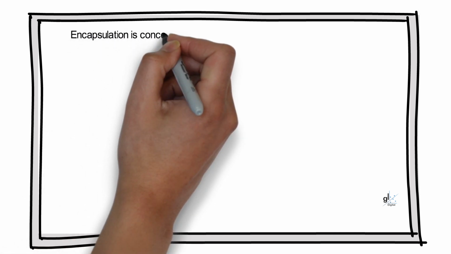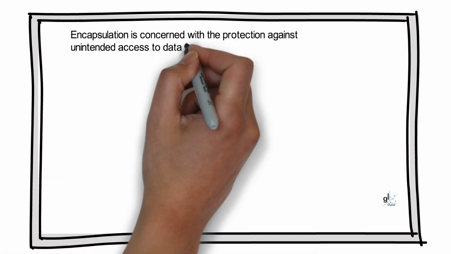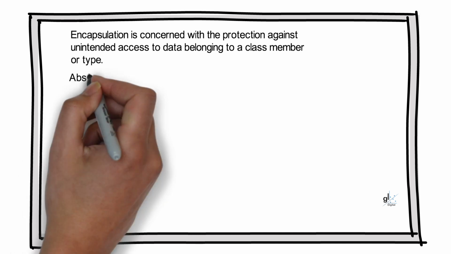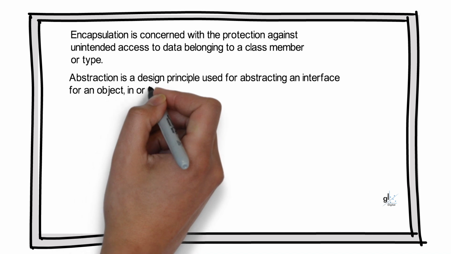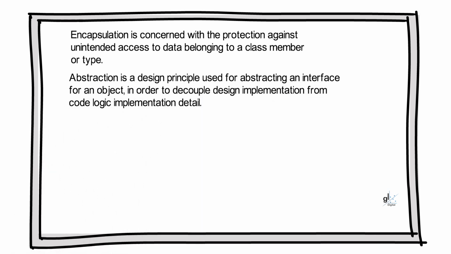So the principle of abstraction is often confused with the principle of encapsulation. I would say the difference between the two concepts is that encapsulation is concerned with the protection against unintended access to data belonging to a class member or type. And I would say abstraction is a design principle used for abstracting an interface for an object in order to decouple design implementation from code logic implementation detail.